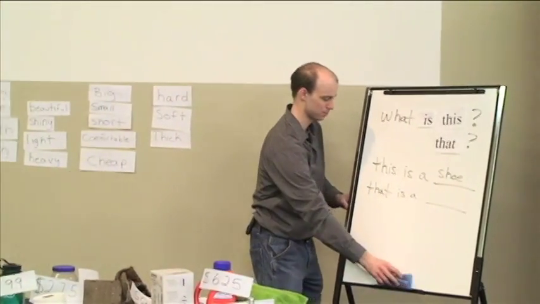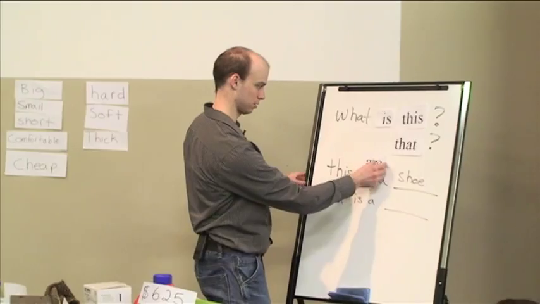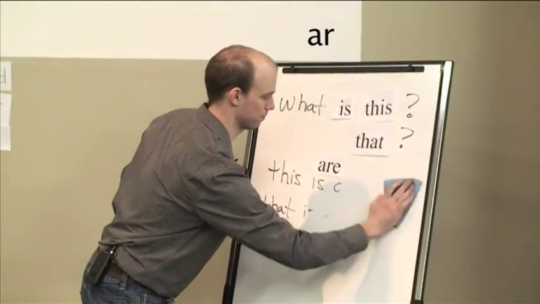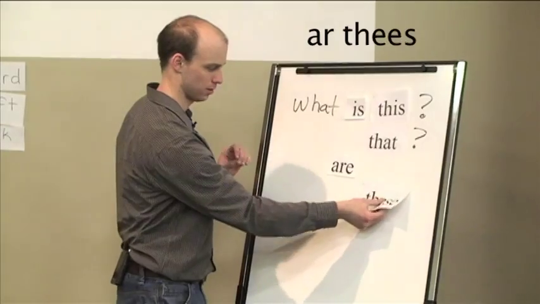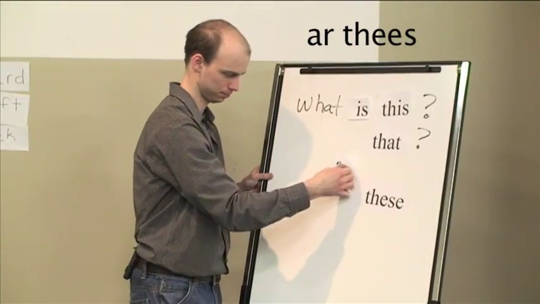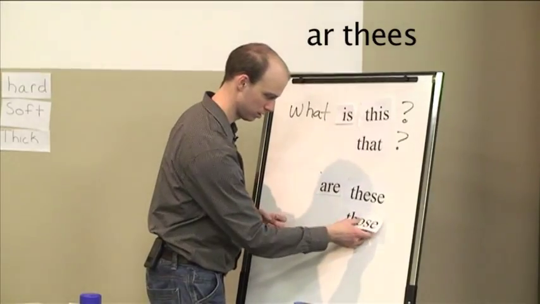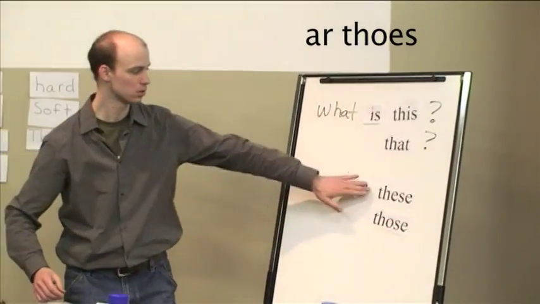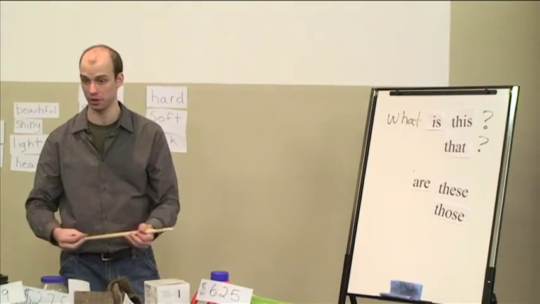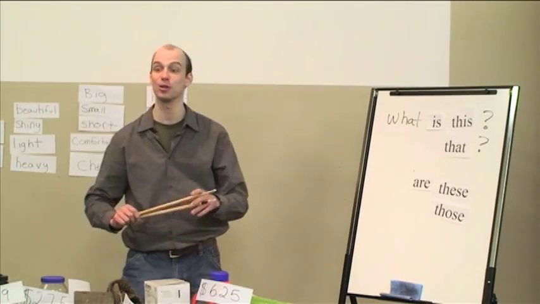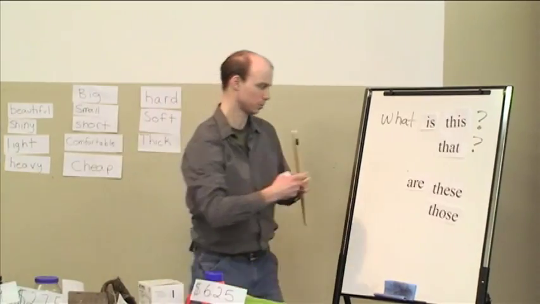Ah, very close. What is this? Oh, what is this? Ah, also very close. I'm going to put that there. What are these? And what are those? Any guesses? When do we use these? Two things, but close or far away? Far away. Close. If they're close, you would say, what are these? I should probably put some question marks here.